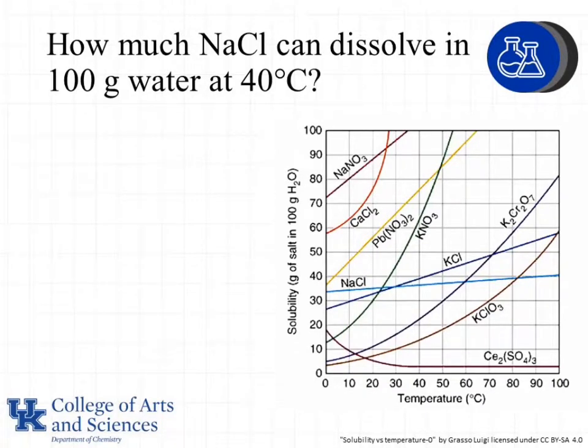How much NaCl can dissolve in 100 grams of water at 40 degrees Celsius? We again identify the location of the NaCl on our curve, look for 40 degrees and go up to the light blue line, and we see that 36 grams of NaCl can dissolve in 100 grams of water at 40 degrees Celsius.